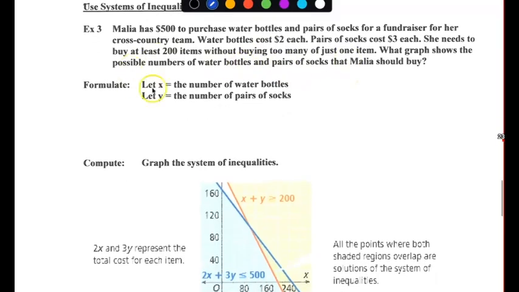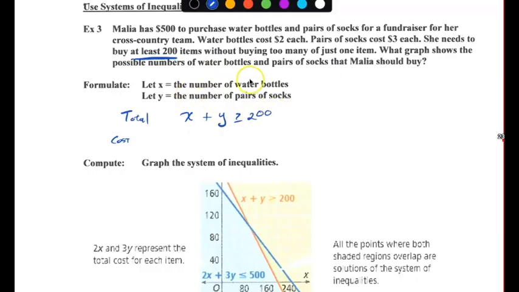Okay, we're going to set up an equation here. Let x be the number of water bottles, and let y be the number of socks. So we have a total, and we have a cost equation. Total things you could buy is 200 items. So our total is going to be x, which is water bottles, plus y has to be less than or equal to 200. And actually, at least 200. That's the other way around. That means the lowest is 200. So greater than or equal to 200. That should be our equation. We have to buy at least 200 items for the raffle or whatever it is. Okay, that's our total. We have to buy this guy plus this guy has to be at least 200.